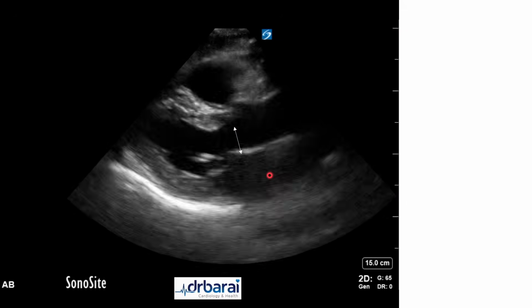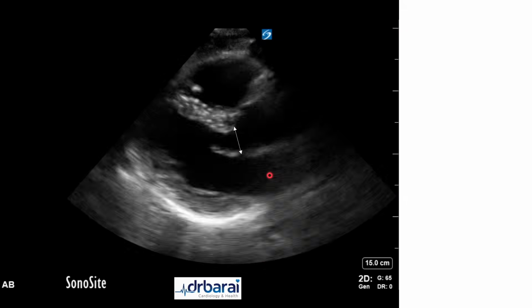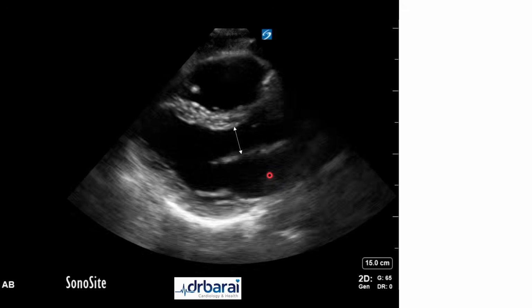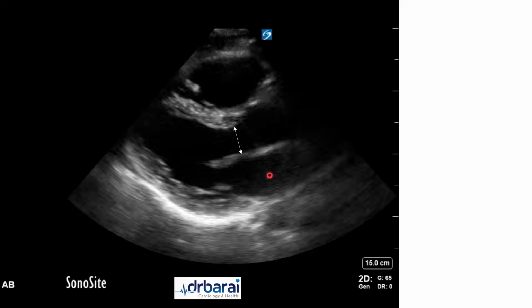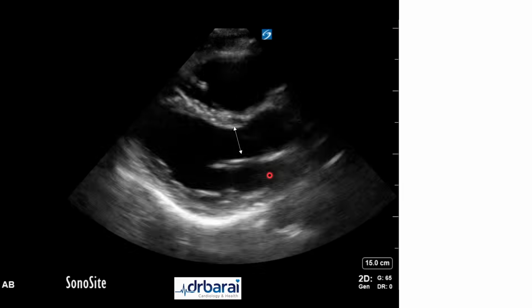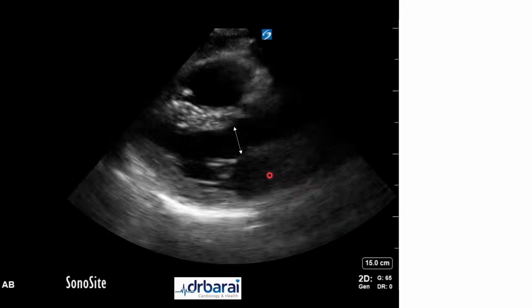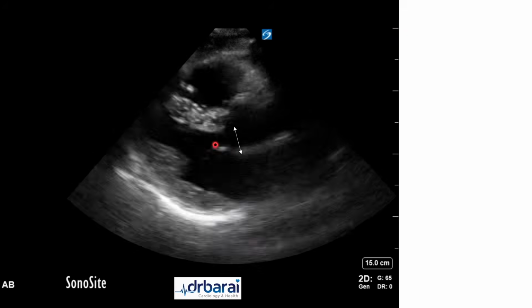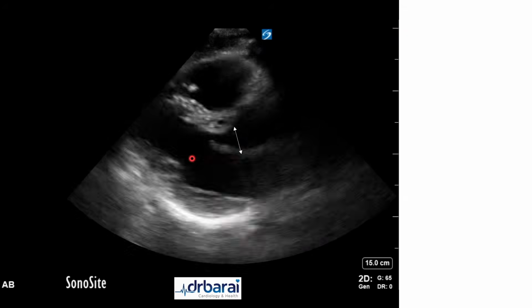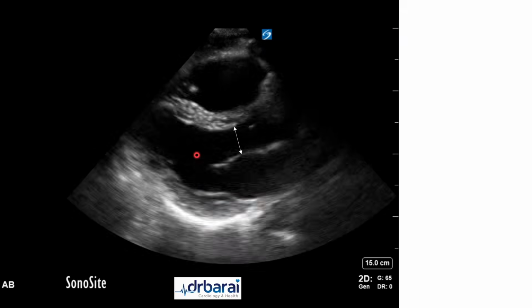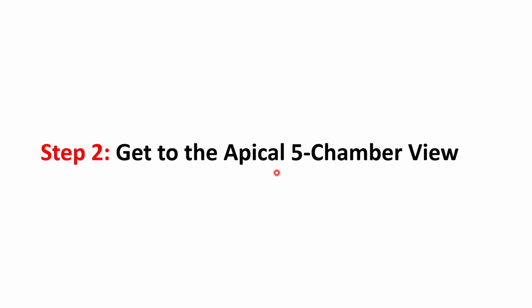Most people have an LVOT diameter of 2 centimeter, but please don't rely on that number because everybody is different, especially elderly people who might have a calcified aortic valve. Some people may have a very thick interventricular septum. In case of HOCM, for example, they will have a very narrow left ventricular outflow tract diameter. The second step is to get a very good apical 5-chamber view.